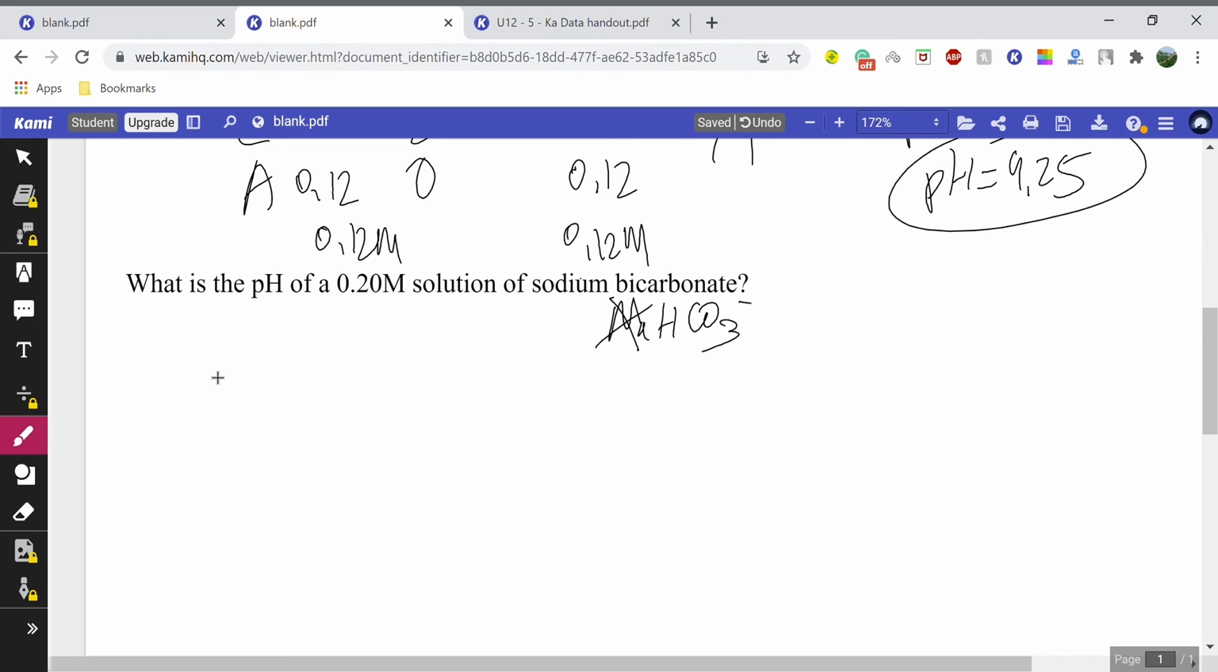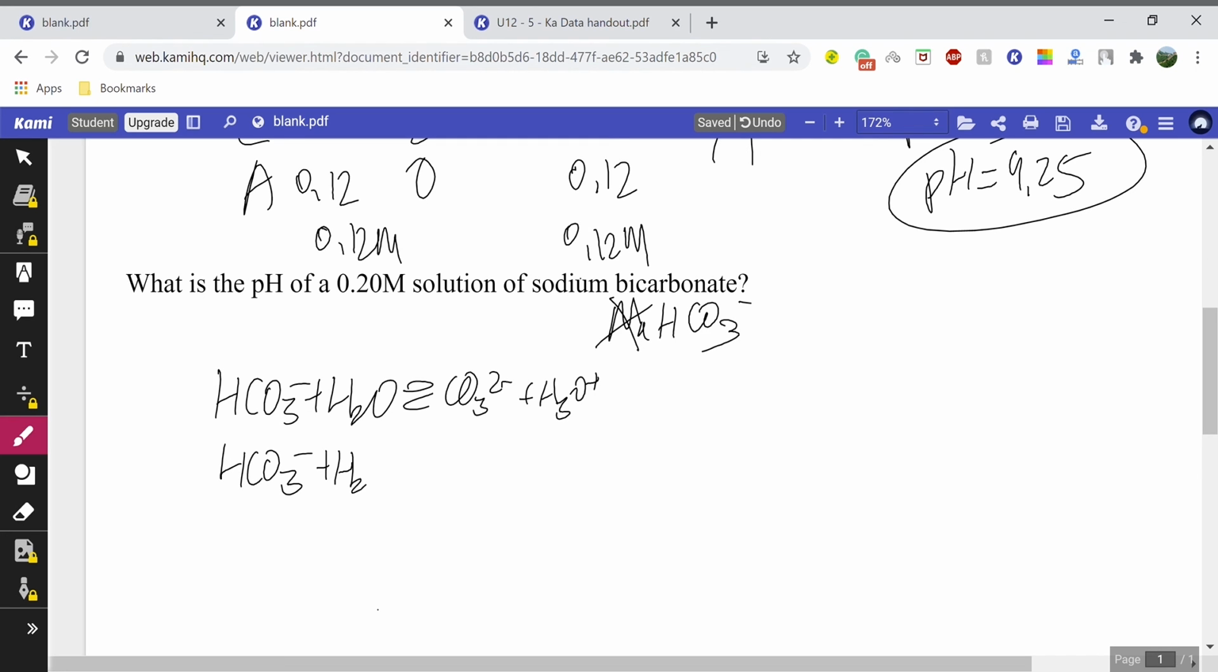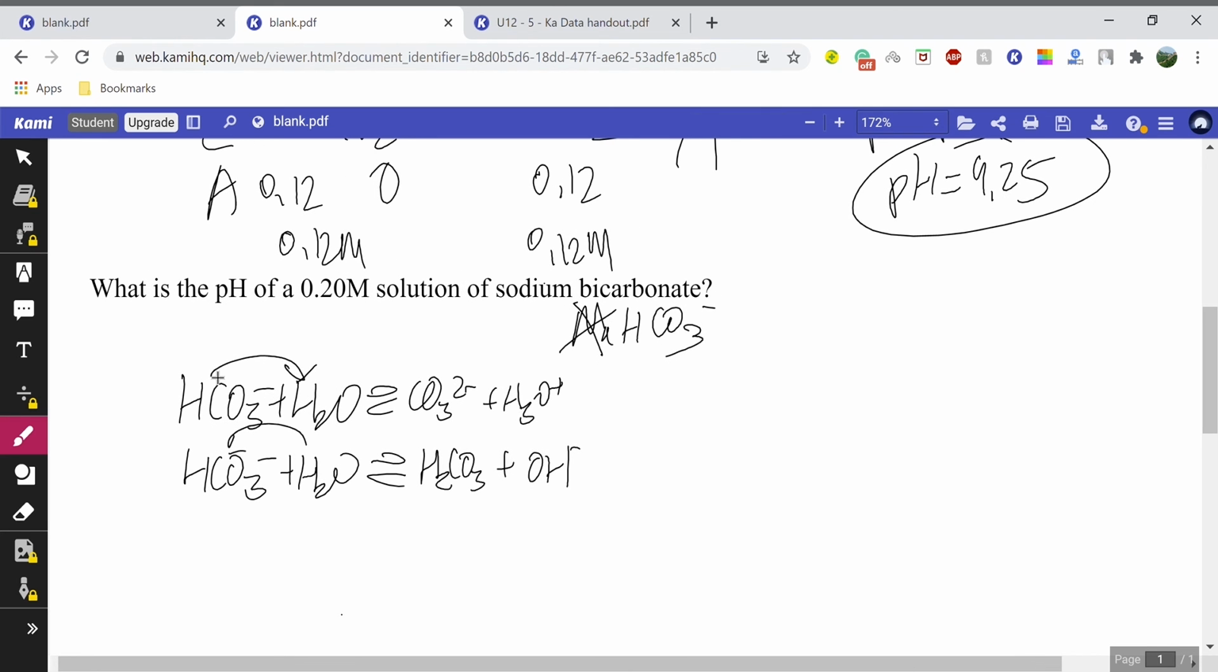Let's see, we have two possible reactions, right? We can have HCO3 minus plus H2O, forming CO3 2 minus plus H3O plus. Or we have HCO3 minus plus H2O, where this one is donating a proton. This one can also accept a proton, forming H2CO3 plus OH minus.